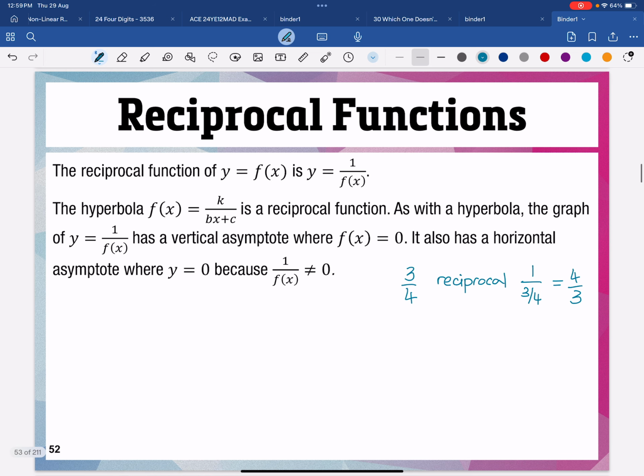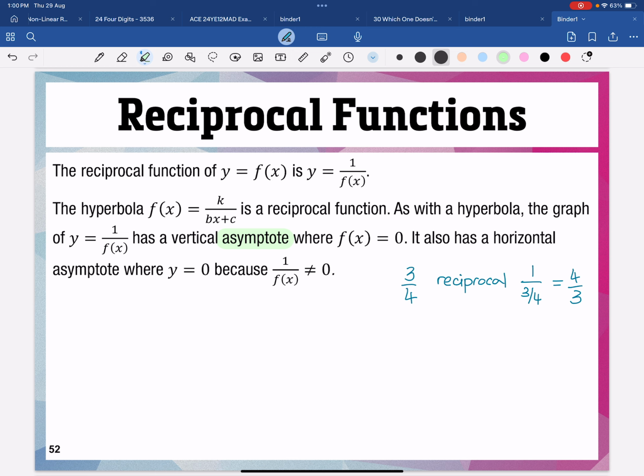So when we're dealing with hyperbolas and other reciprocal functions, we end up with things called asymptotes. And asymptotes happen where the original function, that's f of x, equals 0. Because we have this rule that we can't divide by 0, so if we've got 1 divided by f of x, where f of x is 0, we end up with asymptotes.